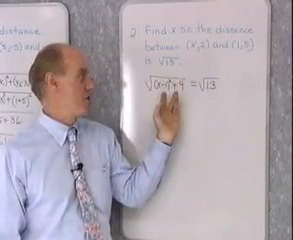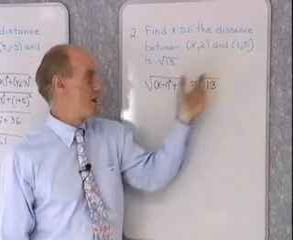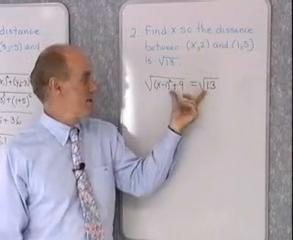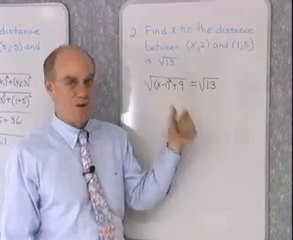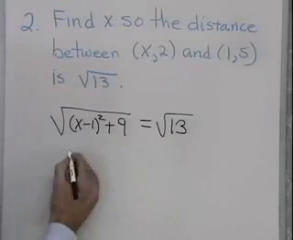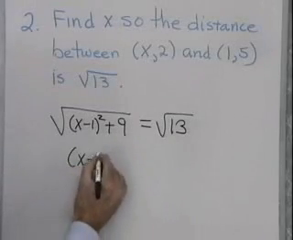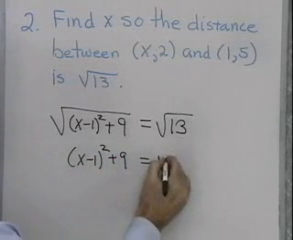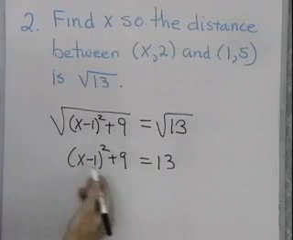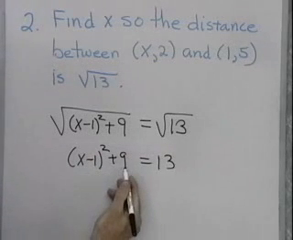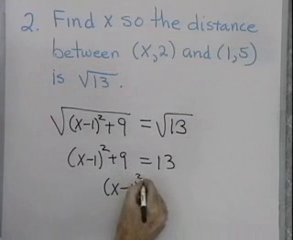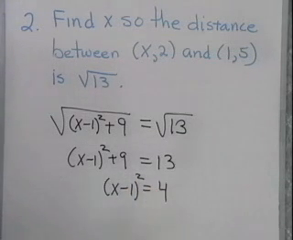So I apply my distance formula to the 2 points and I get this expression. I know that's equal to square root 13. Now let's see if we can solve this equation. I'll do that by squaring both sides. If I square both sides of the equation, I get (x minus 1) quantity squared plus 9 is equal to 13. Now there's a lot of ways I could solve this equation. Let's just add negative 9 to both sides. I have (x minus 1) squared is equal to 4.